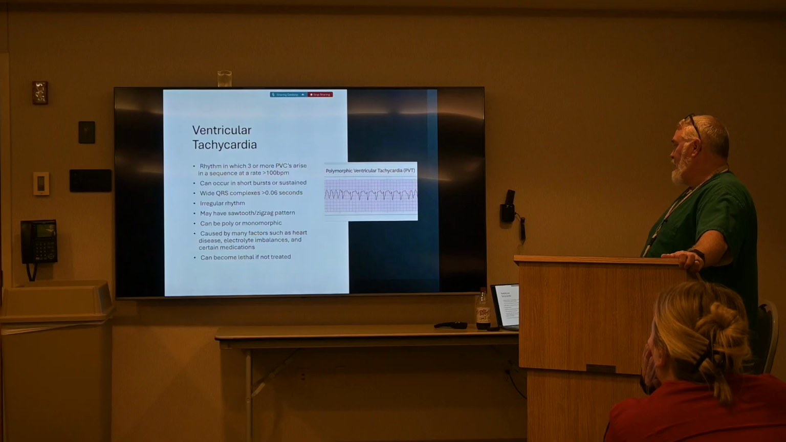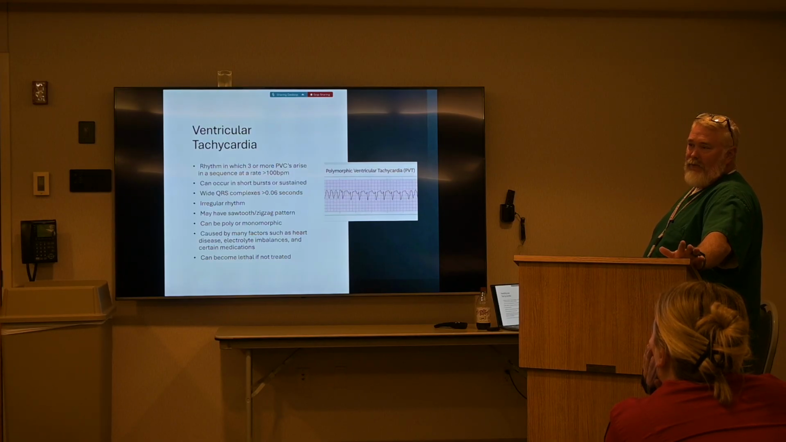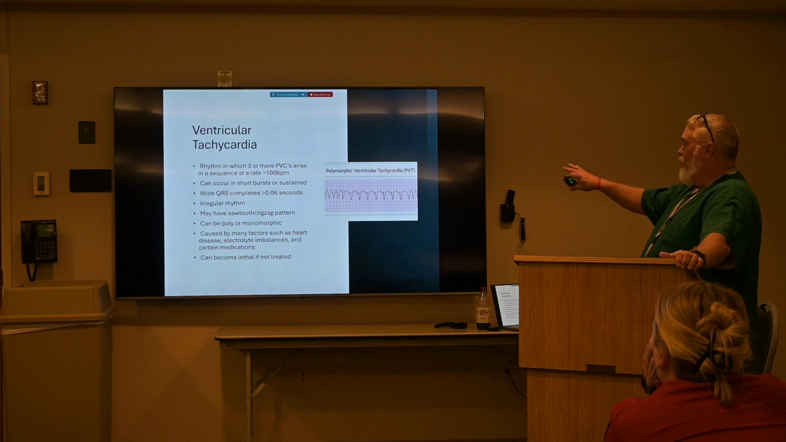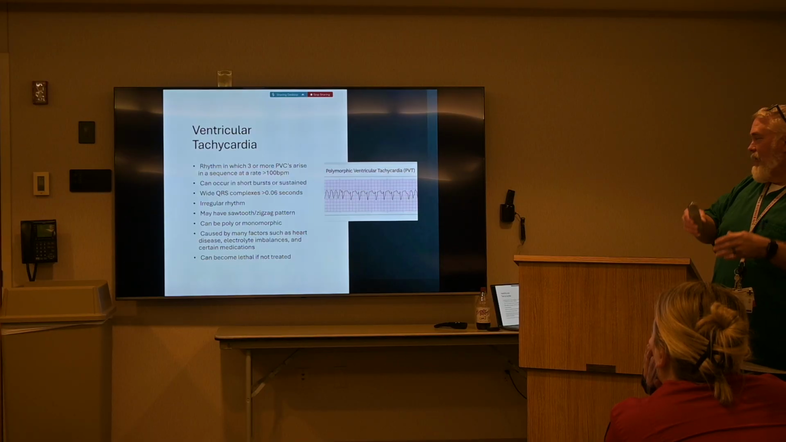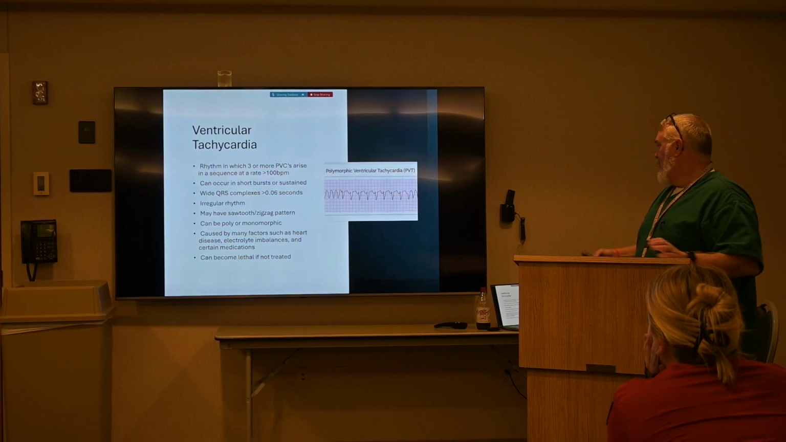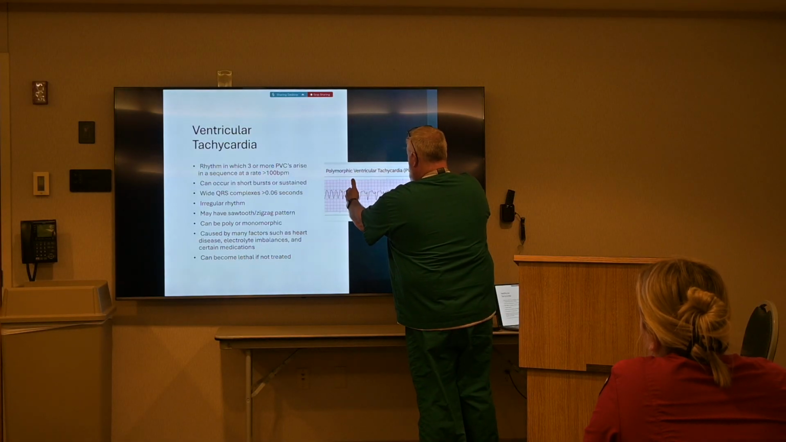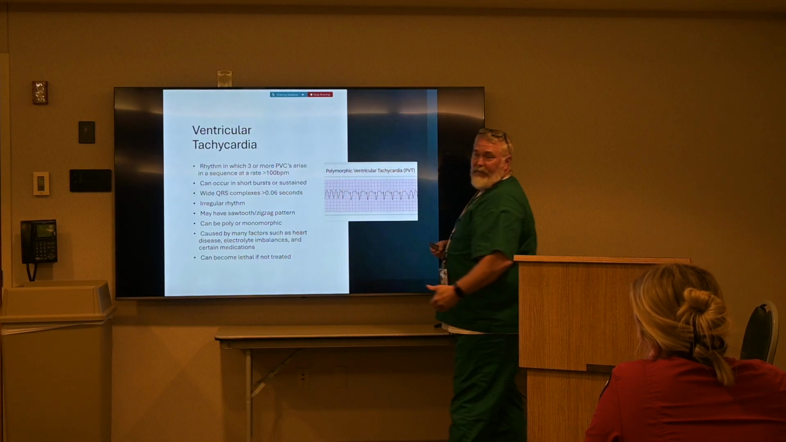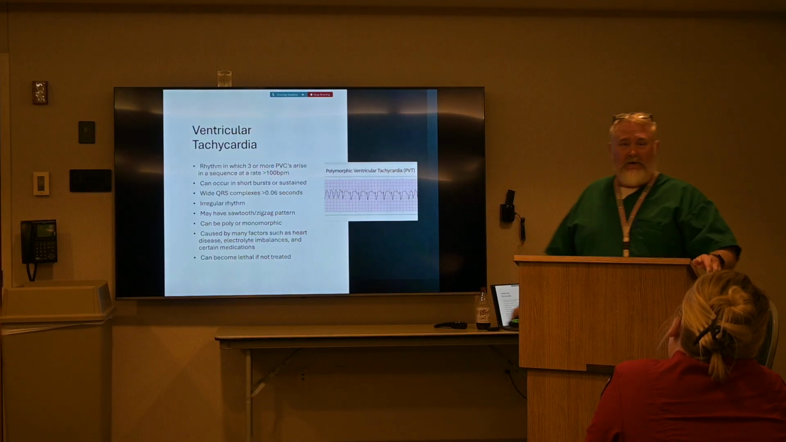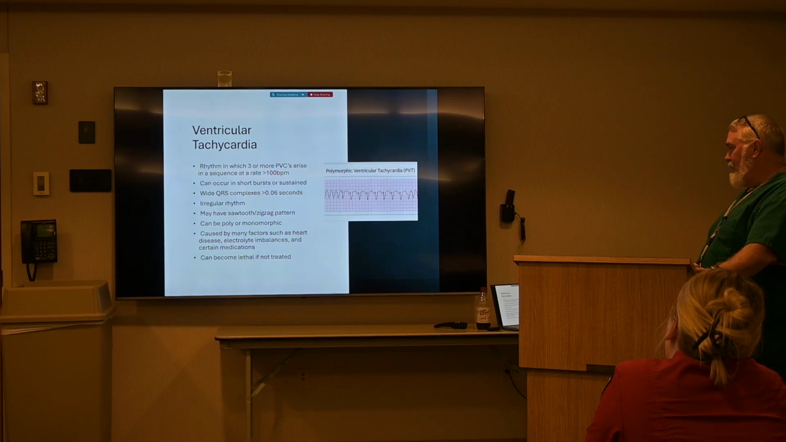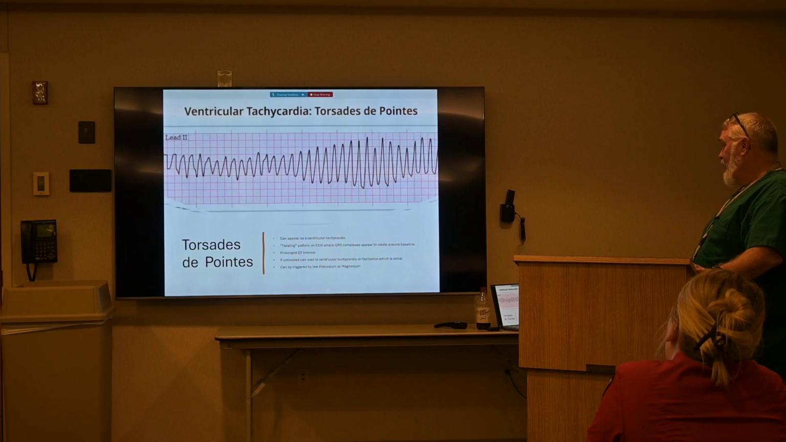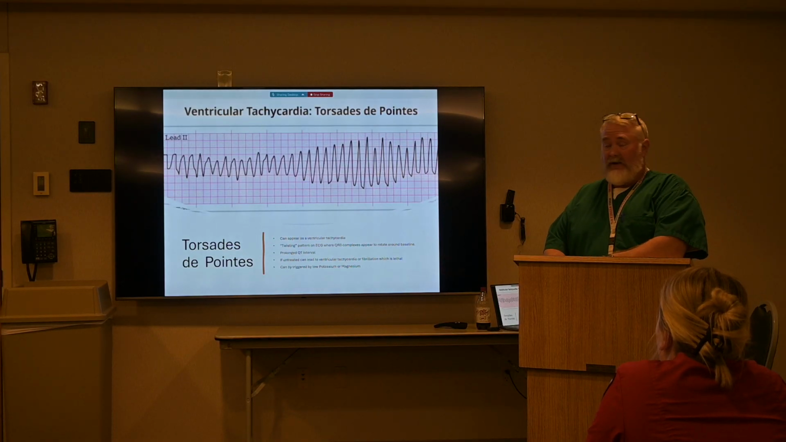May have a sawtooth or zigzag pattern, can be polymorphic or monomorphic, the same way as multifocal or unifocal PVCs. Polymorphic means different foci are causing it to look different. So I would say this would be monomorphic, but that together is polymorphic, because you have two different wave descriptions. Caused by factors such as heart disease, electrolyte imbalances, certain medications. It can be lethal if not treated, and it can be very lethal very quickly.